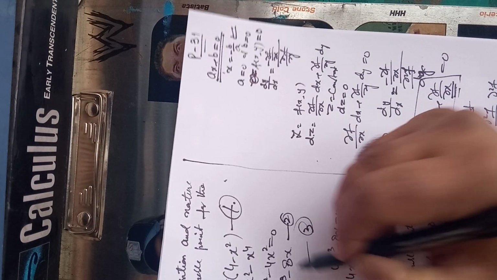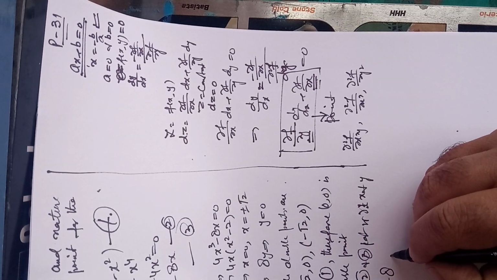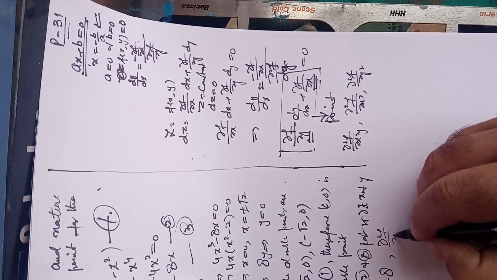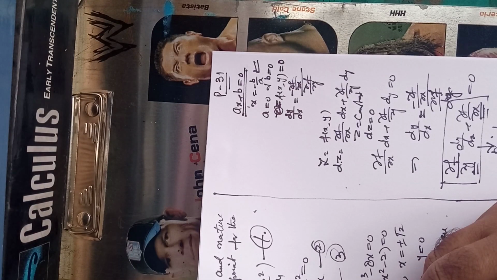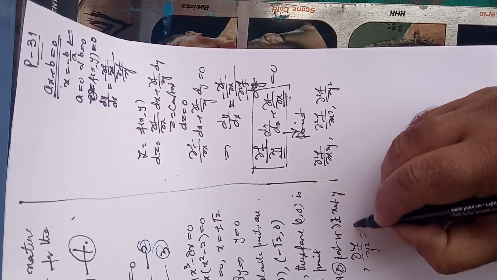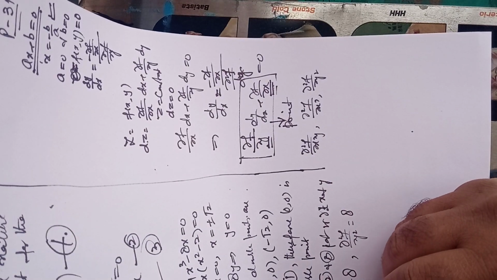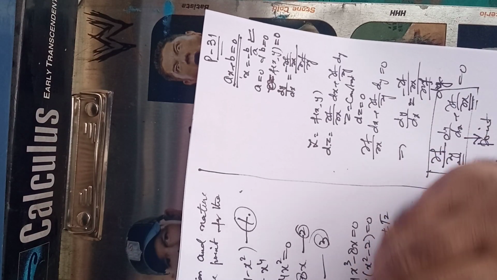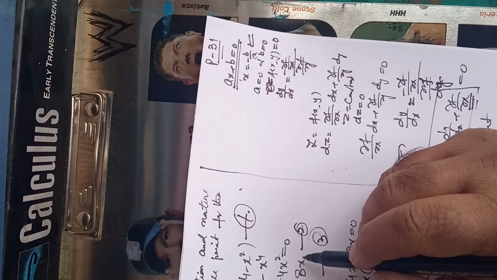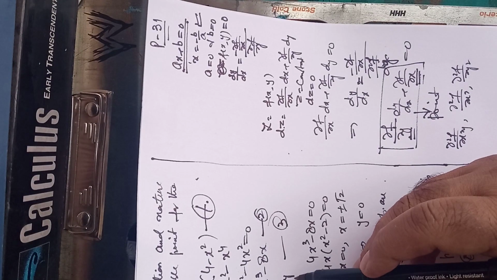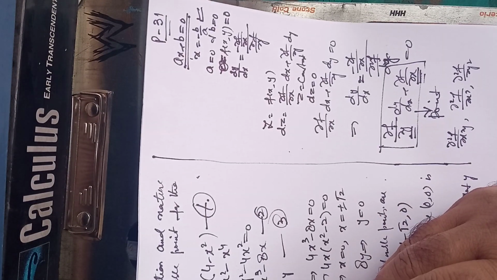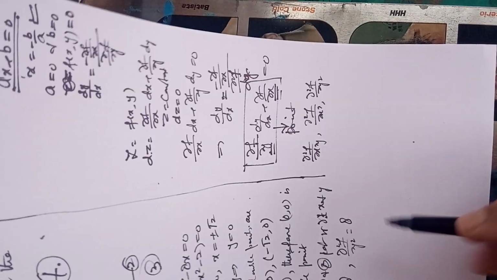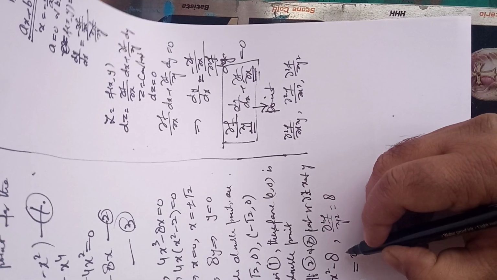12x² − 8. ∂²f/∂y²: this is ∂f/∂y, so it is −8 only. Now ∂²f/∂x∂y: this is a function of x, and if you differentiate it with respect to y, its value will be 0. This is a function of y, and if you differentiate it with respect to x, its value will be 0. So ∂²f/∂x∂y will be 0.